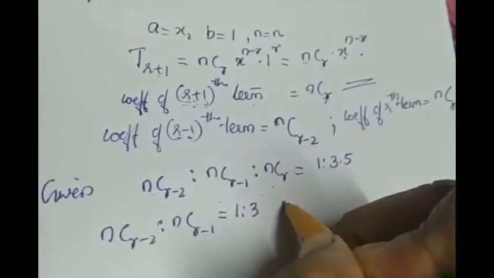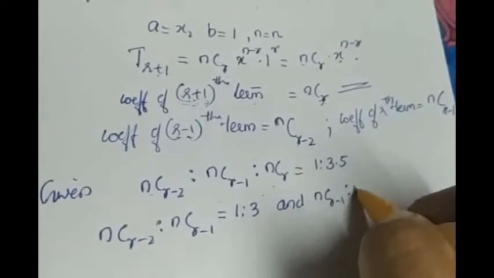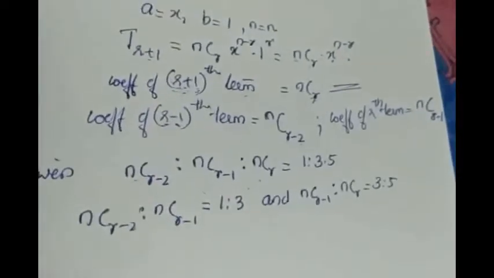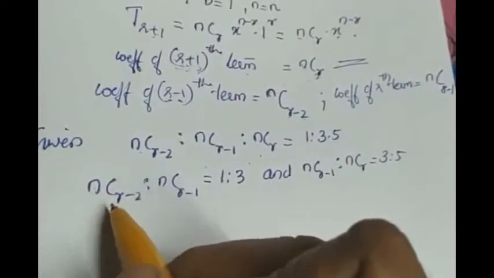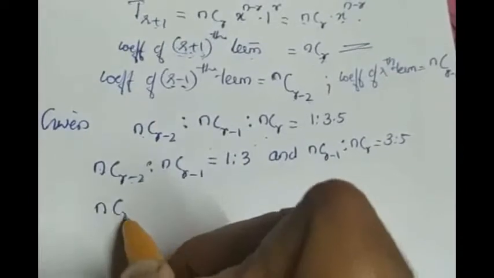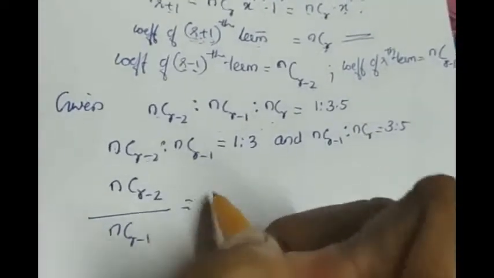And nC(r-1) : nCr is equal to 3:5. That means we can take one more pair, but we need only two equations because we need to find only two values. nC(r-2) : nC(r-1) can be written as nC(r-2) / nC(r-1) is equal to 1/3.